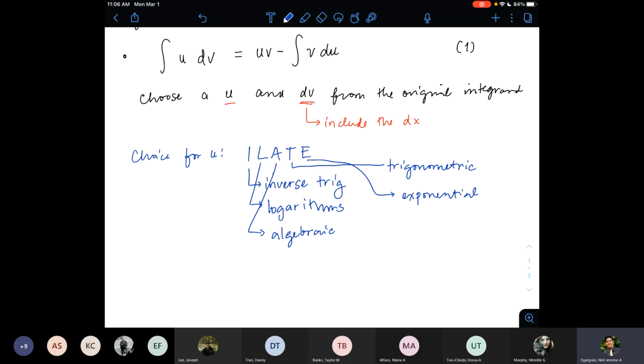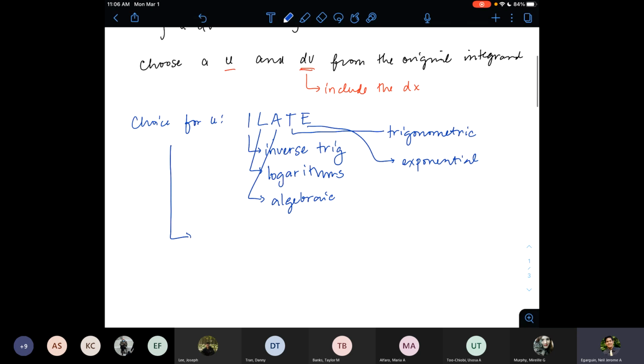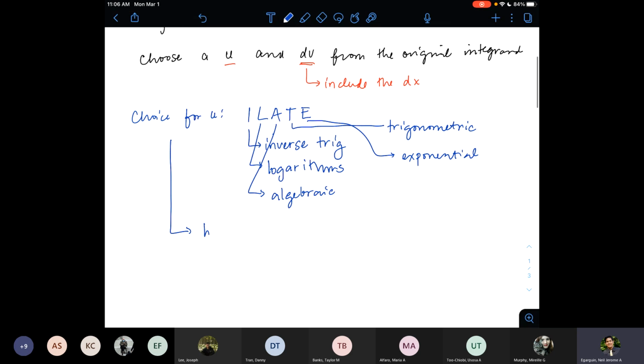Another usual choice for you would be the one that has a derivative that goes to 0. So another option is to choose u that has a higher order derivative that decays to 0. And I'll show you later why I wrote that, because you will see that whenever you compute du, it's a big advantage if later on the du will become equal to 0.